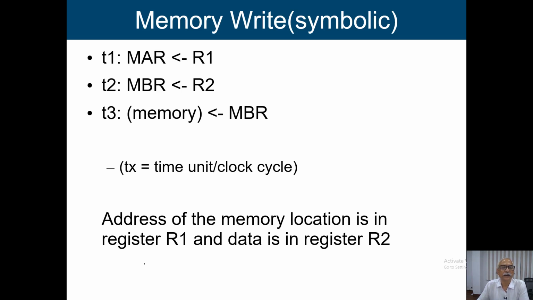It is similarly something like that. We are having the address in the register R1. It is your memory direct. We are having the data in register R2. So first we are transferring the information from R1 to MAR. We are giving the address to a particular memory location. Then we are bringing this data from R2 to the MBR.